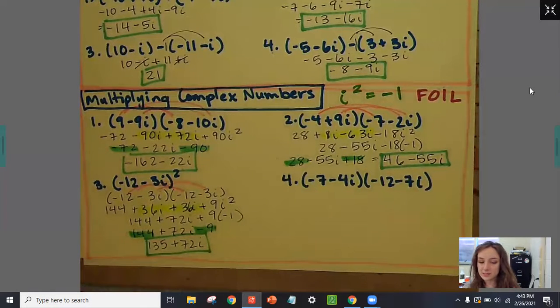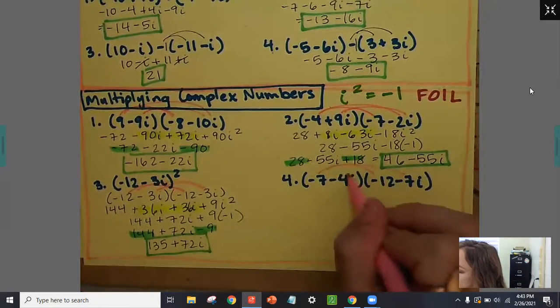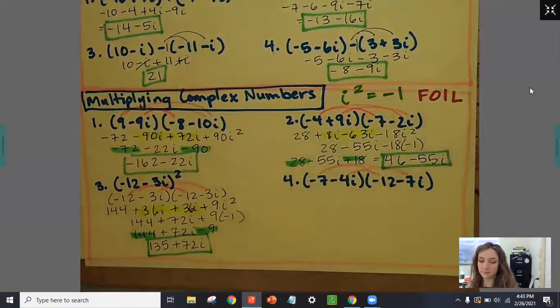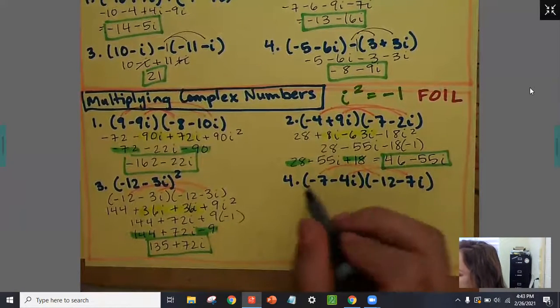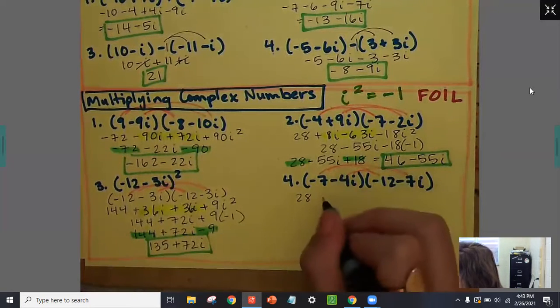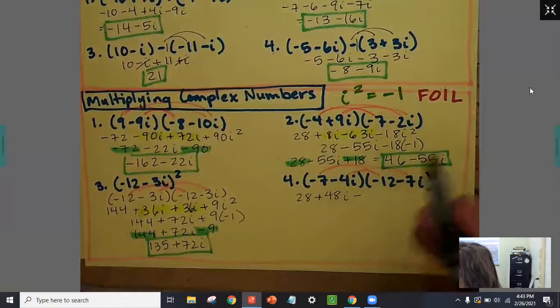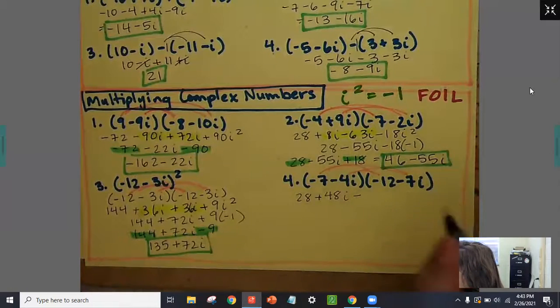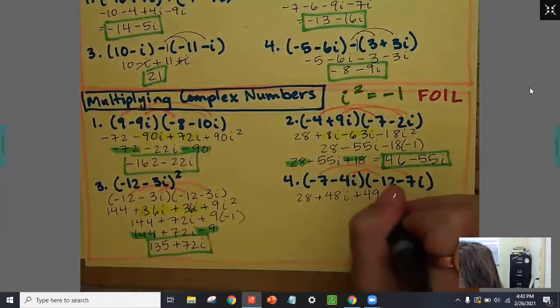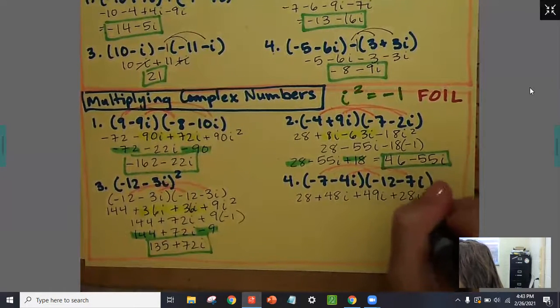Okay, let's do our last example, and then I feel like everyone will be okay. So first, outside, inside, last. Negative 7 times negative 12 is going to be positive 28. Negative 4 times negative 12 is positive 48i. Negative 7 times negative 7 is positive 49i. And then we're going to have negative 4 times negative 7, which is positive 28i squared.